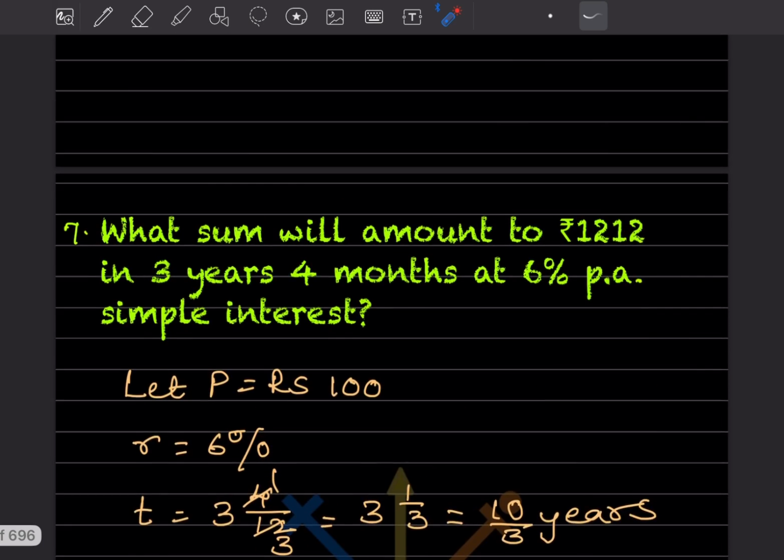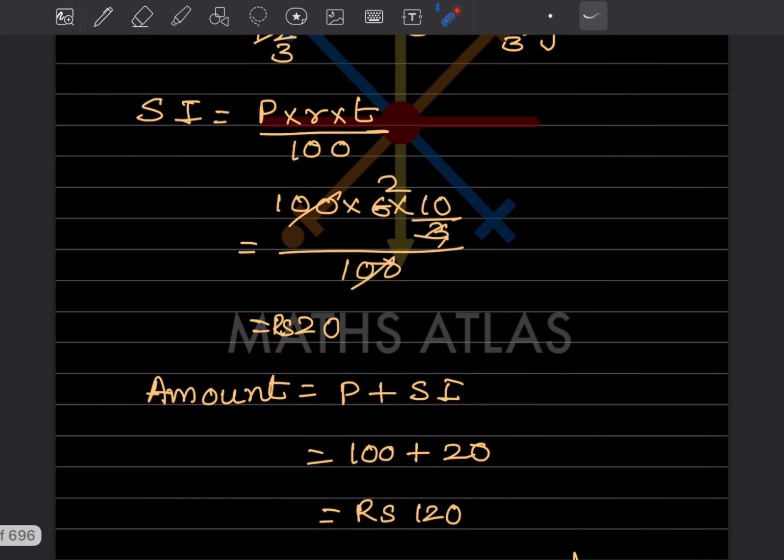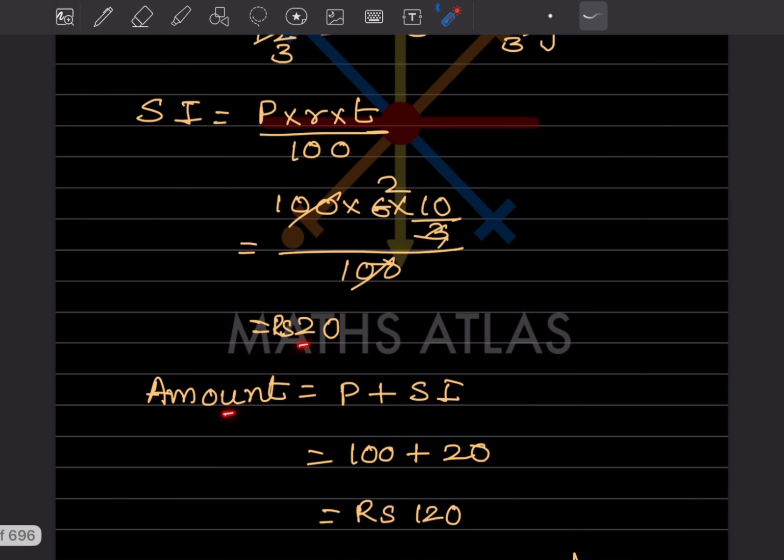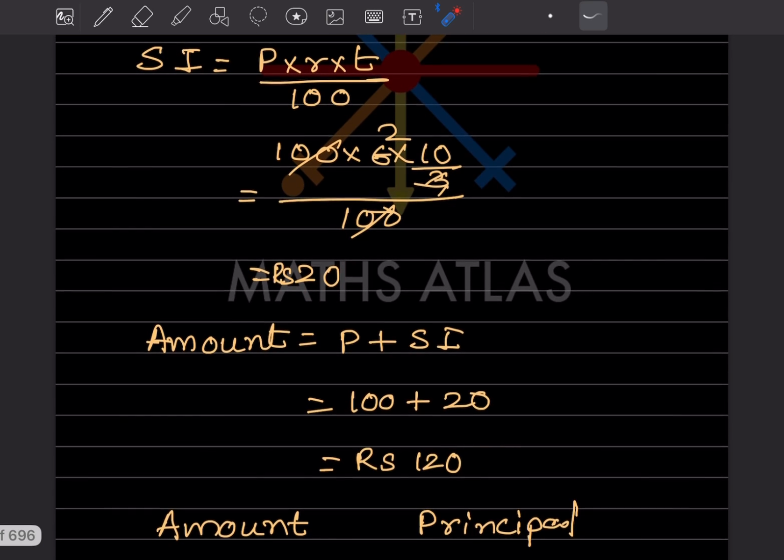We want the amount, and here we got the simple interest. So amount is principal plus interest. Suppose you deposit some amount, you get some interest on that. Whatever you deposit is the principal, and you get the interest, that is the simple interest here. When you total these both, you get the amount. So we have considered this as 100 plus this 20, that is going to be 120.